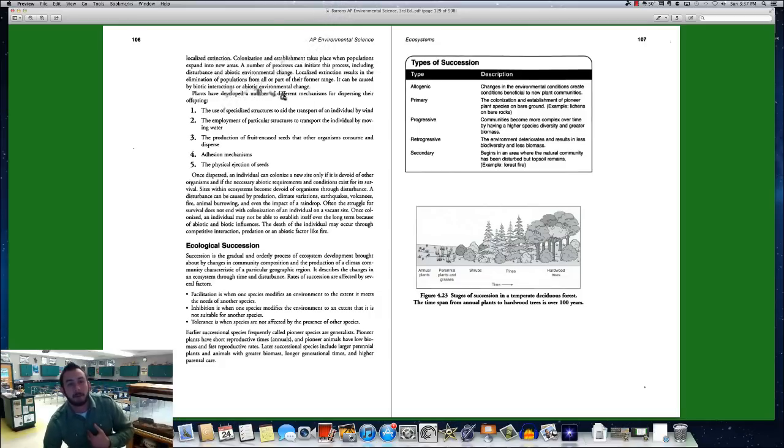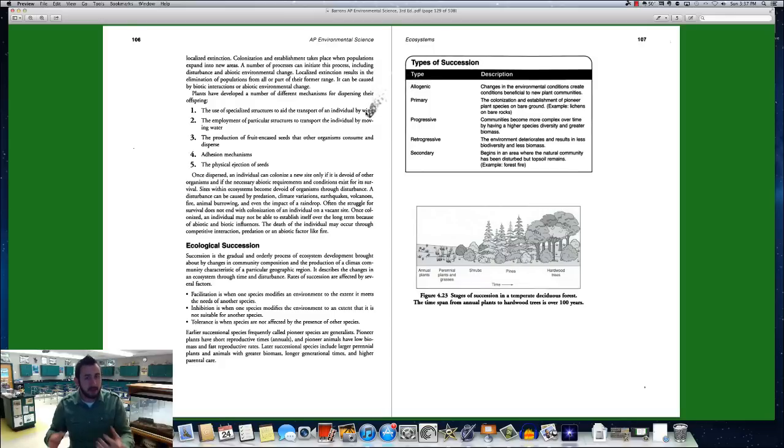And plants have adapted a number of different mechanisms for dispersing their offspring. Use of specialized structures to aid an individual by wind, like the propellers, not propellers, I guess, the helicopter seeds on the maple tree. The employment of particular structures to transport individuals by movement of water.